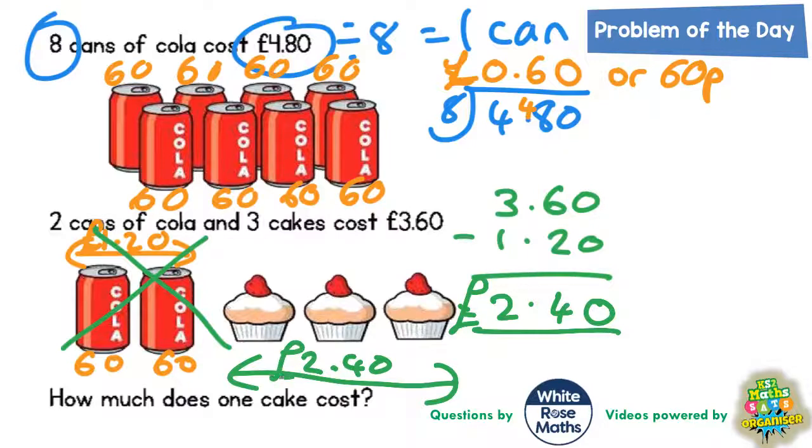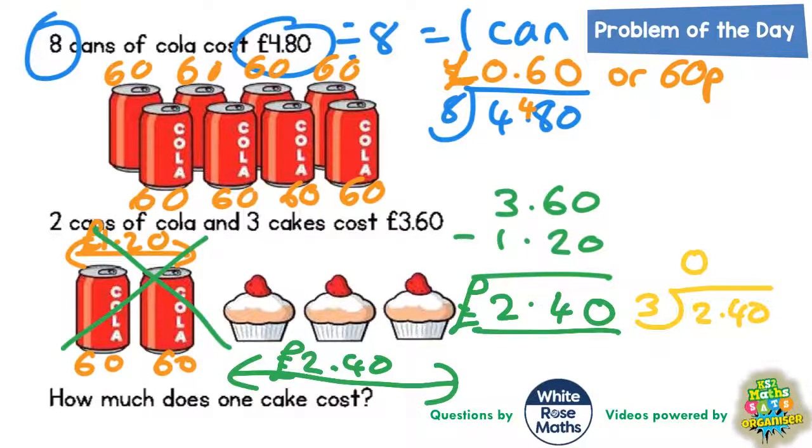But that isn't the cost of one cake, that's all 3 cakes put together. So what we would need to do then is split the £2.40 equally into 3 equal prices. So in other words, divide it by 3. So £2.40 divided by 3, because there's 3 cakes. 3's into 2 won't go, because 3's bigger than 2.